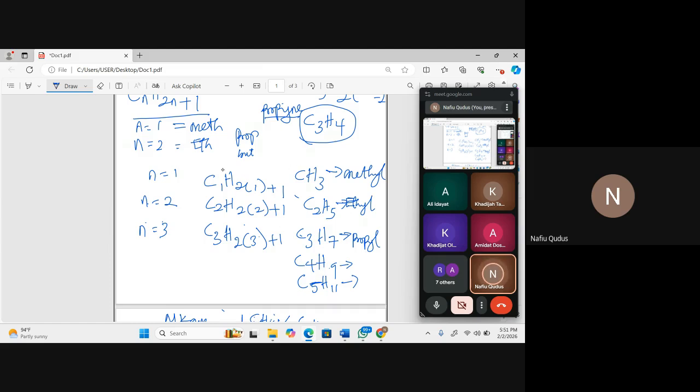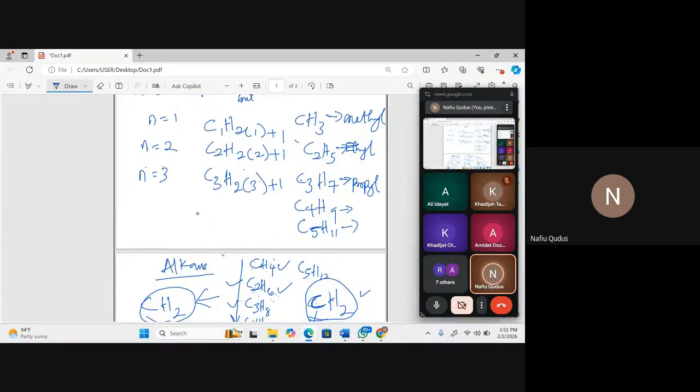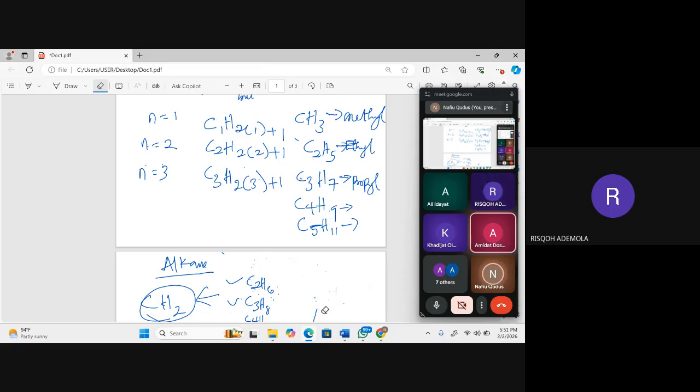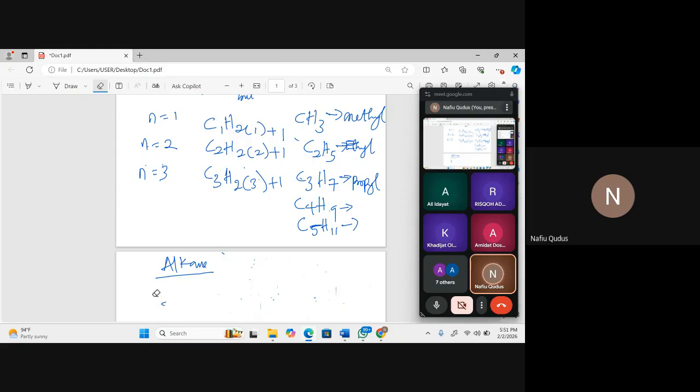So for this alkyl group, we call them substituents. We also have other substituents that we need to know, other substituents that we find in organic chemistry. They are the halo groups. They are the halogen family. What are the halogen family? They are group 7 elements in the periodic table, right?